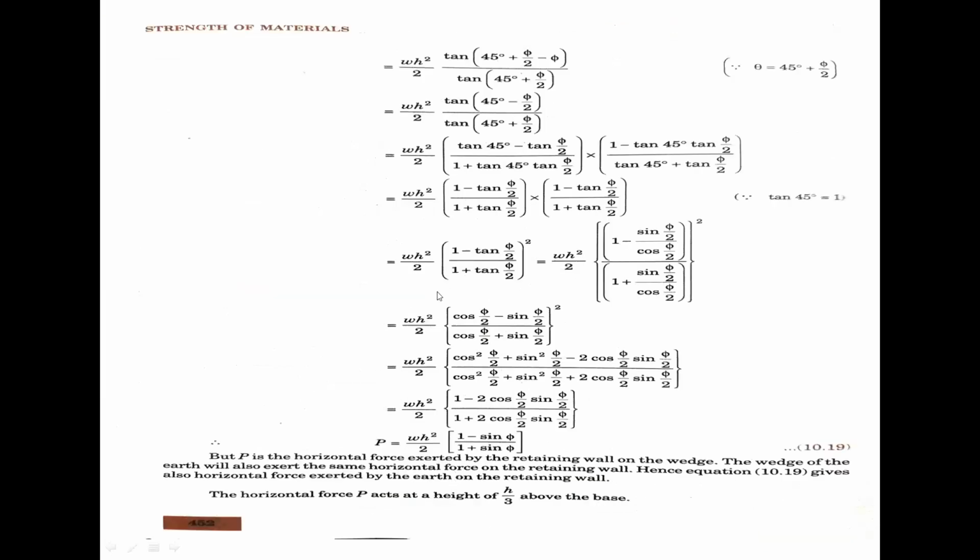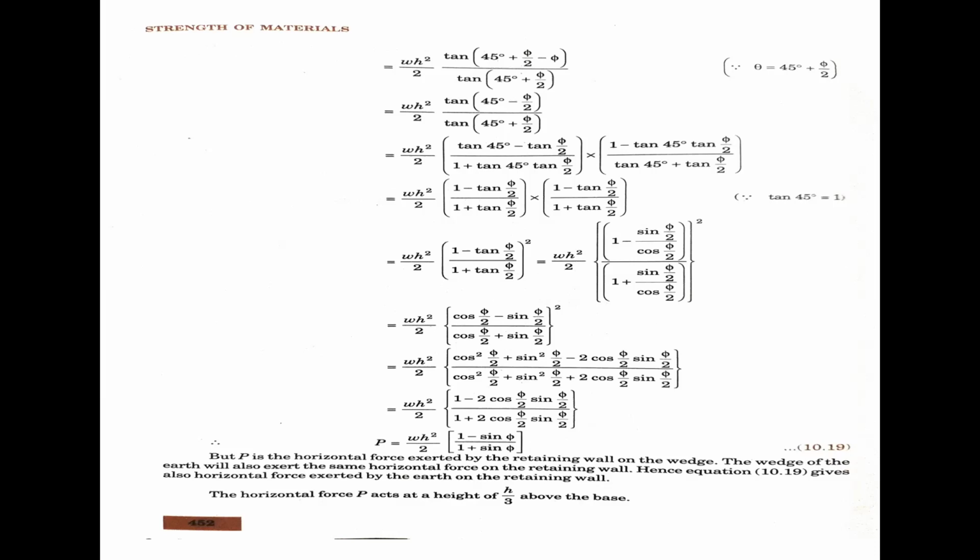We get now P equal to WH square by 2. I have to substitute theta equal to 45 degrees plus phi by 2. Now tan (45 degrees plus phi by 2 minus phi) divided by tan (45 degrees plus phi by 2), that equals WH square by 2 tan (45 degrees minus phi by 2) divided by tan (45 degrees plus phi by 2). Now WH square by 2, I write (tan 45 minus tan phi by 2) by (1 plus tan 45 into tan phi by 2), into (1 minus tan 45 tan phi by 2) divided by (tan 45 plus tan phi by 2).